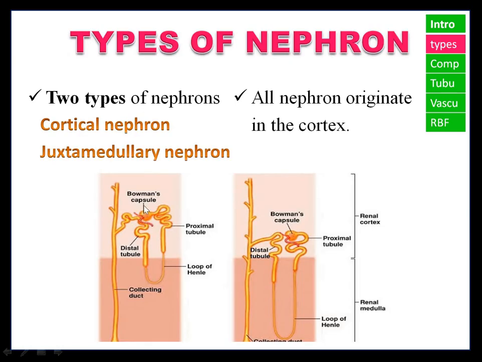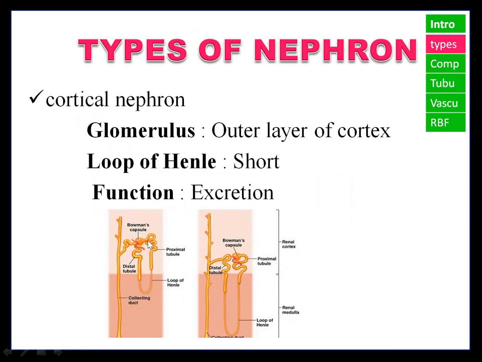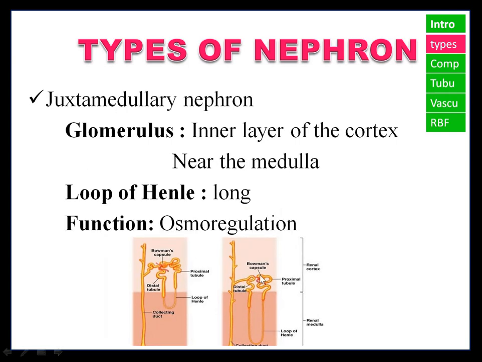Now the types of nephron. Two types of nephrons are there: cortical nephron and juxtamedullary nephron. Both nephrons arise from cortex. But cortical nephron glomerulus part arises from outer layer of cortex. Loop of Henle is short. Function is excretion. Juxtamedullary nephron: glomerulus part arises from inner layer of cortex that is near to the medulla. The loop of Henle is long and the function of juxtamedullary nephron is osmoregulation, which means osmotic pressure regulation.